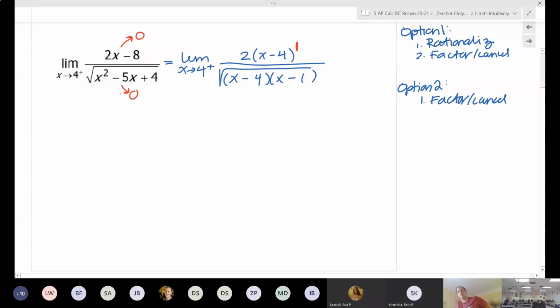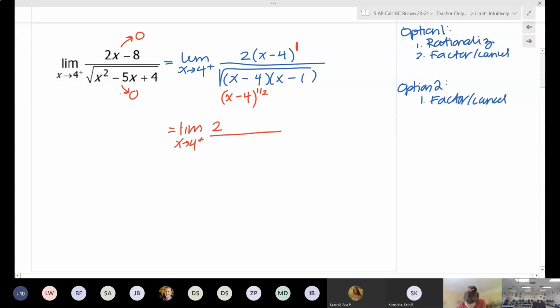In the denominator, this is technically x minus 4 to what power? 1/2. Could also say x to the minus 1 is also the 1/2. So we know properties of exponents. If we have the same base and we are dividing, we can subtract the exponents. So this problem ends up simplifying.